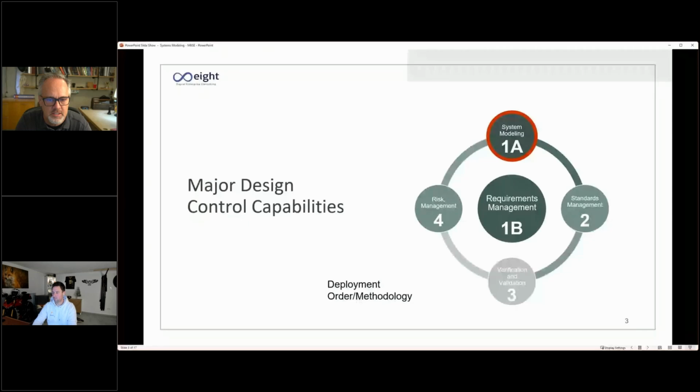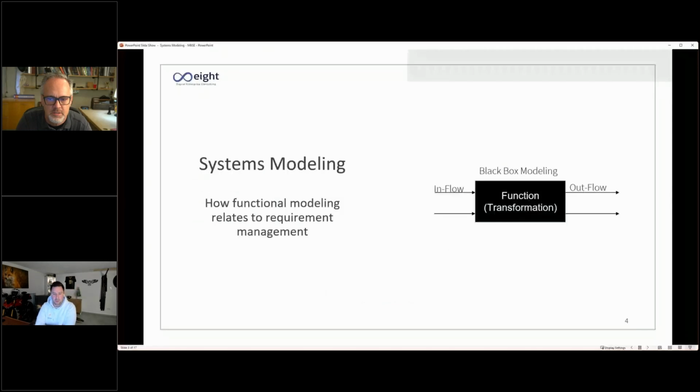So I'm just going to talk a little bit. This slide is a little bit of review, but let's talk a little bit about systems modeling and the development of functions. When we develop these systems models, the functions are really black boxes. And if you think of it this way, we have inflows to the black box, we have outflows from the black box, and the functions represent what happens inside the box. And the reason we do this is so that we have a very clear understanding of what we're writing the requirements for.